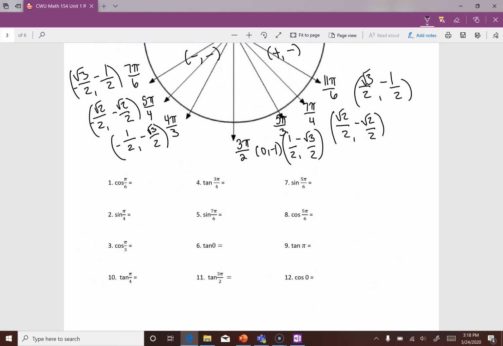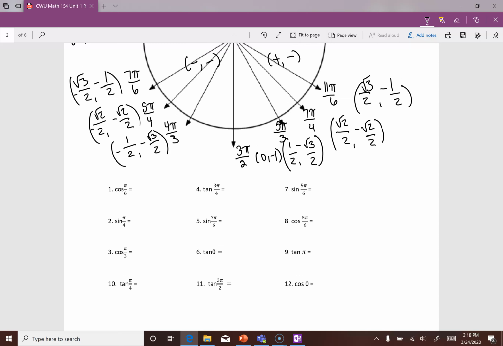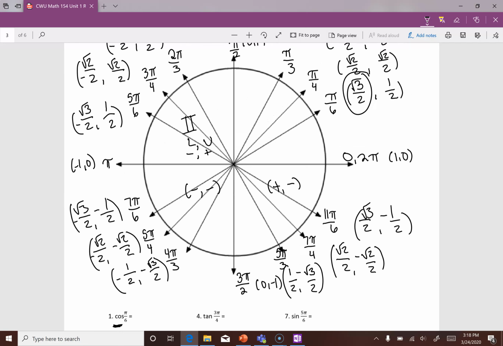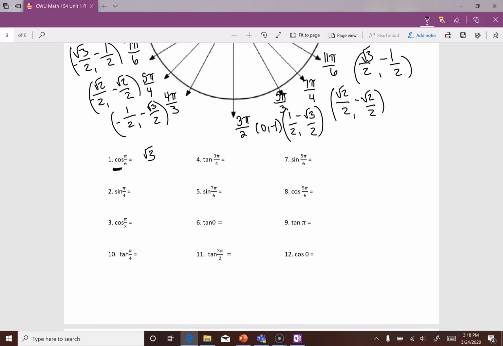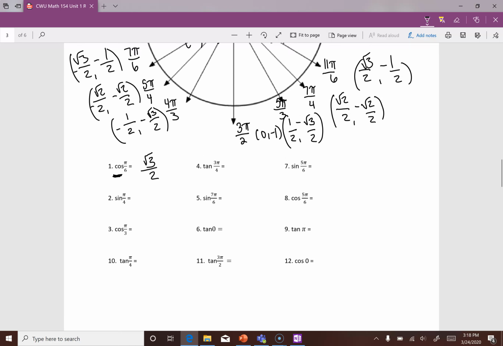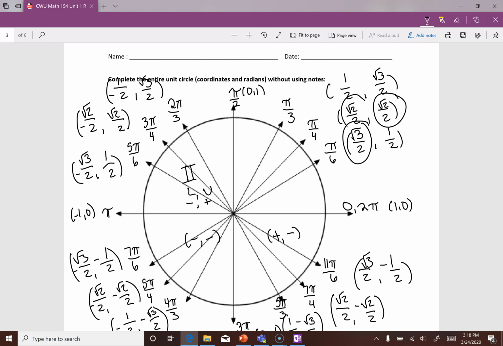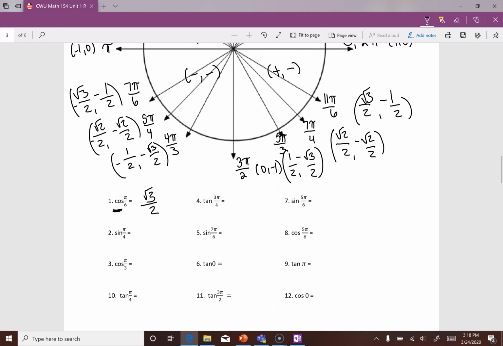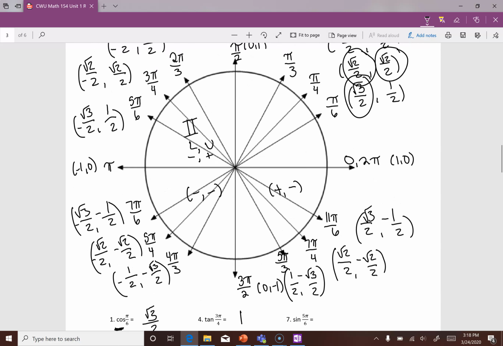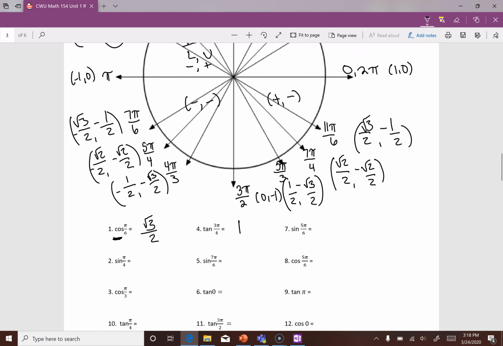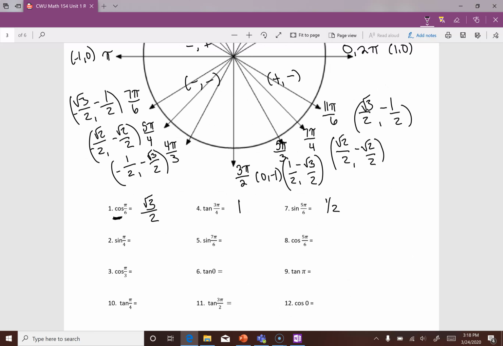All right, now I have to go ahead and find these. So cosine, of course, is the first coordinate. So cosine of pi over 6 is going to be root 3 over 2. Tangent of 3 pi over 4 is going to be root 2 over 2 divided by root 2 over 2, which is 1. Sine of 5 pi over 6 is right here. It's the second coordinate. That's a 1/2.